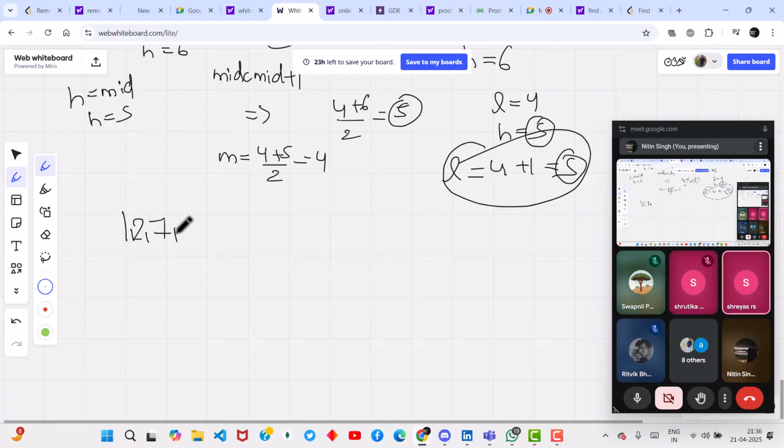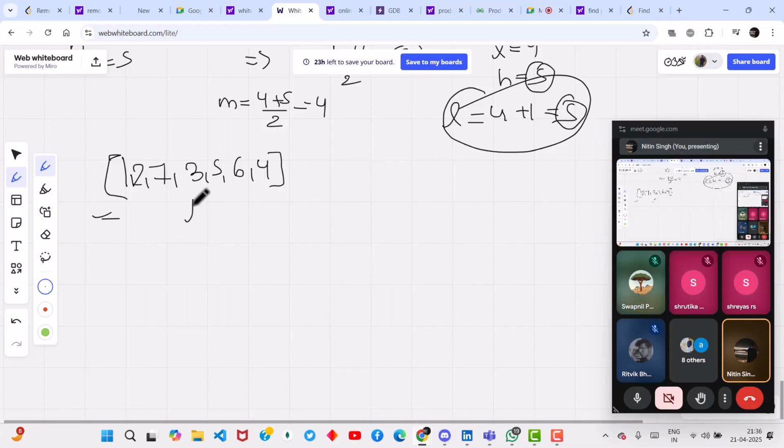3 5 6 4. Low pointer will be initially at 0, and high pointer will be at 0 1 2 3 4 5 6. So according to me, this 6 is my answer. This 6 can be my answer, and this 7 can also be my answer.